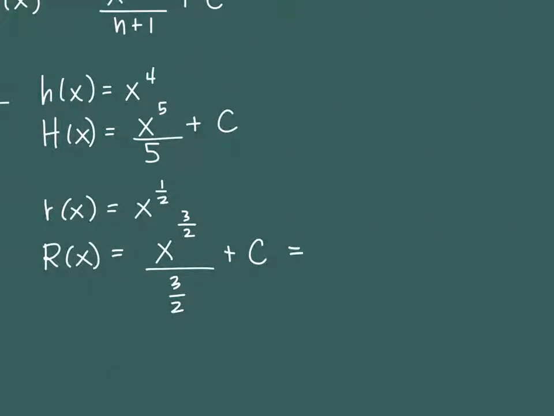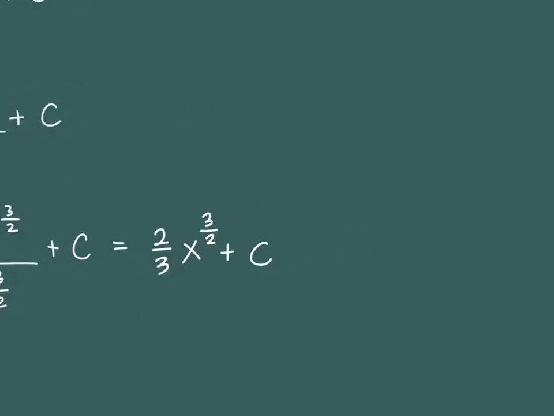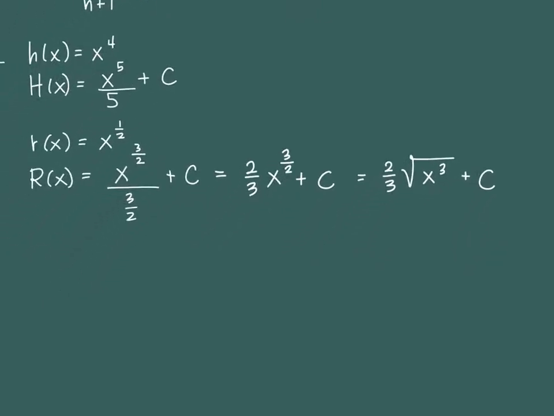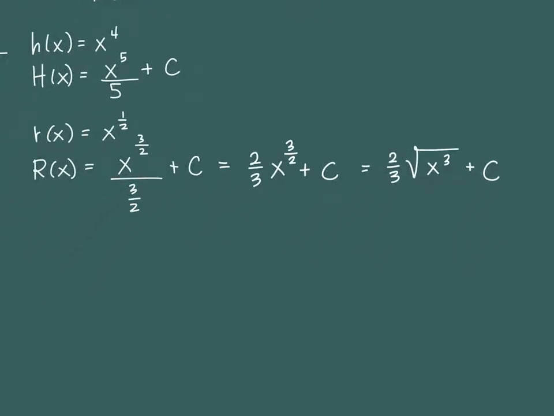And it's pretty typical not to leave it that way. Instead of dividing by an awkward fraction like that, we would multiply by the reciprocal, so it would be 2/3 x to the 3/2 plus c. You also might see that more commonly written as 2/3 times the square root of x cubed plus c. That would be a more typical way to write that as an answer.